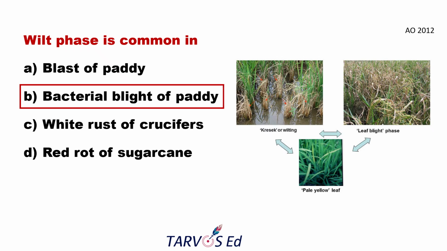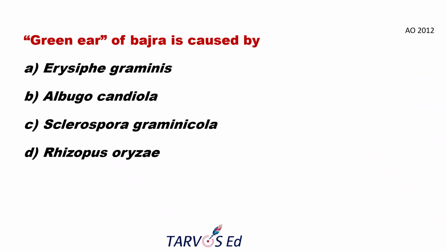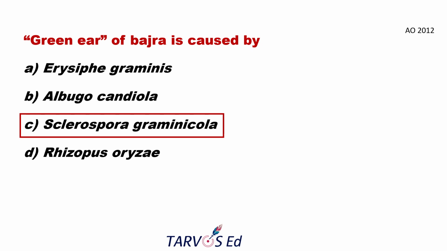The next question: green ear of bajra is caused by... Green ear is related to downy mildew, Sclerospora graminicola. So downy mildew of bajra is otherwise called green ear, which is caused by Sclerospora graminicola. The term green ear is nothing but the ear head, where the grains are converted into leaf-like structures. So we call it green ear, which is caused by an oomycete called Sclerospora graminicola, a downy mildew organism.